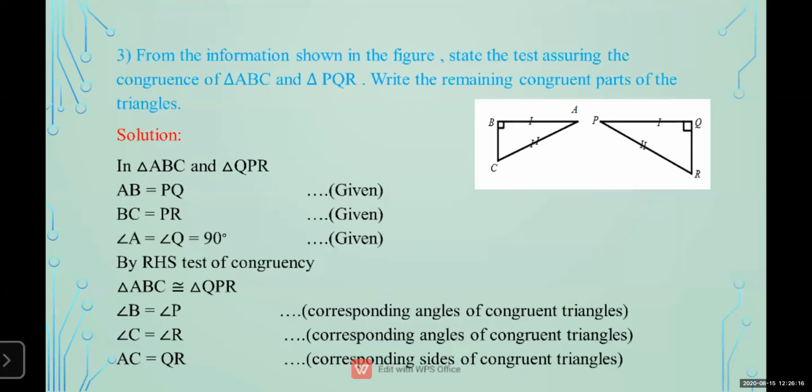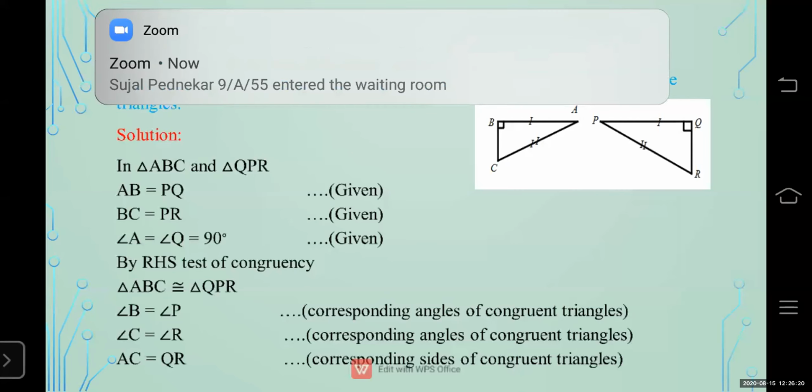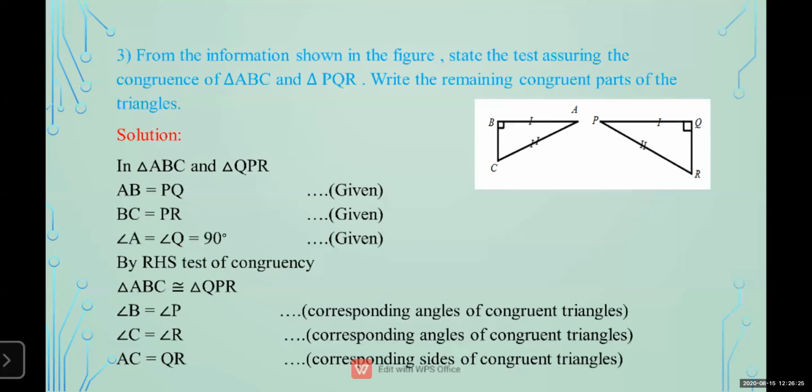We will take the example for that, this one. So here we have two triangles, triangle ABC and triangle PQR. And in that, what is given according to the diagram? AB is congruent to PQ. Then AC is congruent to PR. Okay.